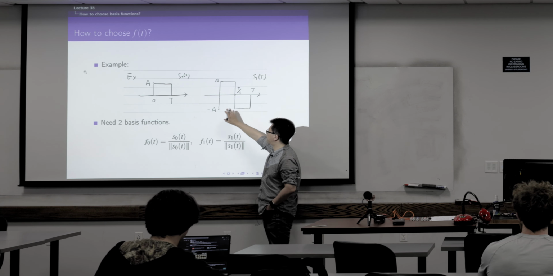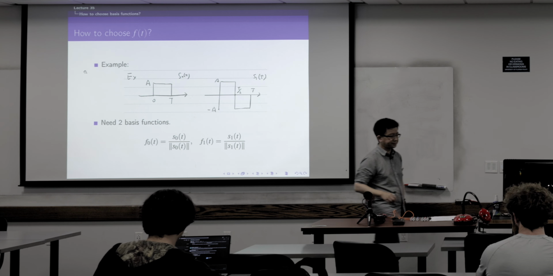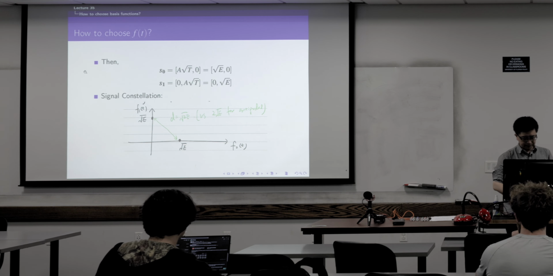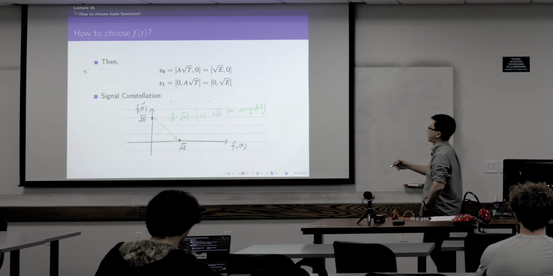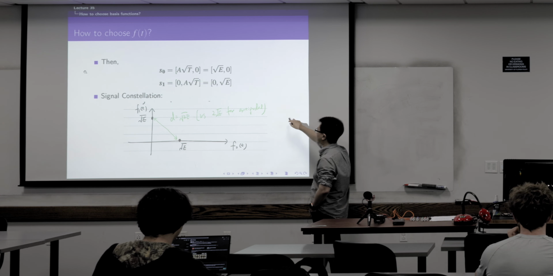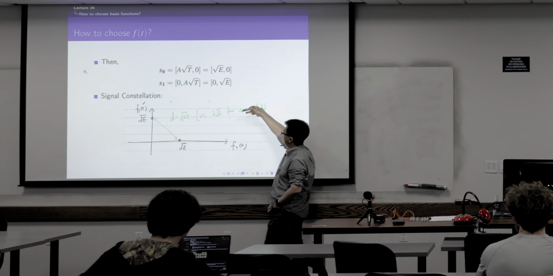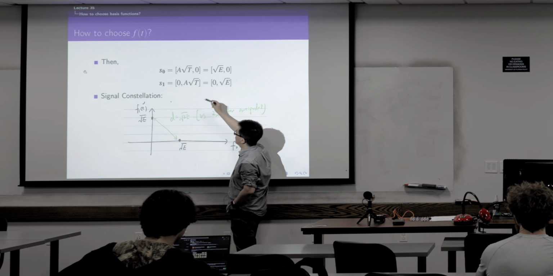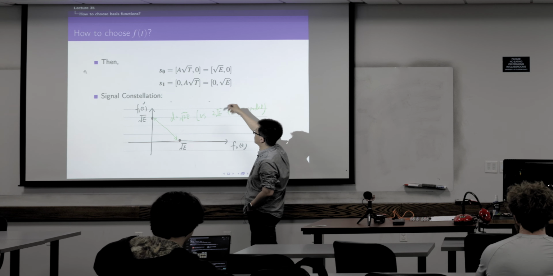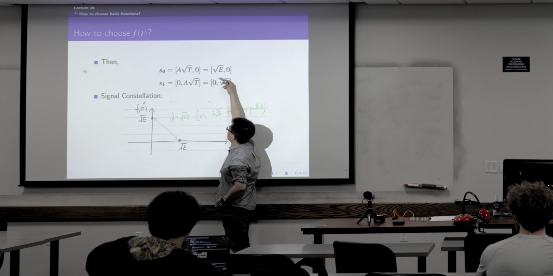In this case, the 2 basis functions are just the normalized version of S0 and the normalized version of S1. Later on, we're going to see that we want our basis functions to be orthogonal to each other. In this case, we can write down S0 as a vector like this, and S1 as another vector like that. So our original signal can be represented by this vector and this vector.